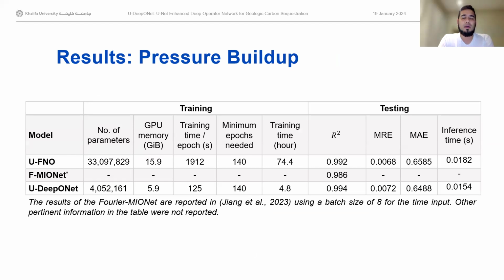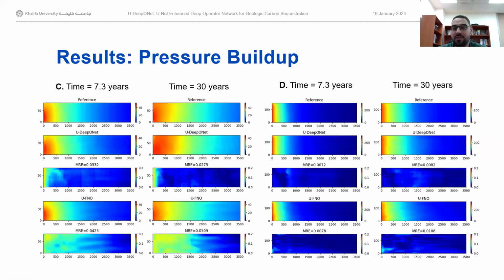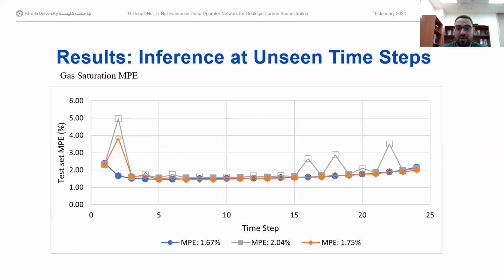I understand. And you mentioned UFNO. One more point I just remembered. One other reason is that we are already much more accurate in both the pressure and the saturation. The U-DeepONet is already much more accurate compared to the Fourier MIONet. And we didn't lose as much accuracy as I showed here. So you went from 1.67 to 1.75. So my prediction is that even 1.75 is more accurate than their model with the full temporal data, with all the time snapshots.